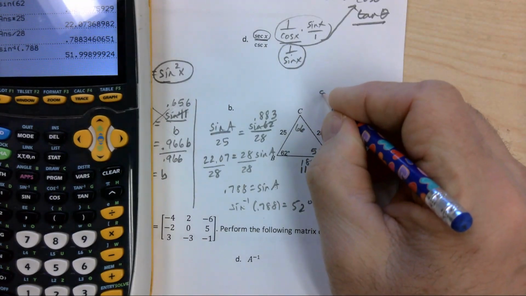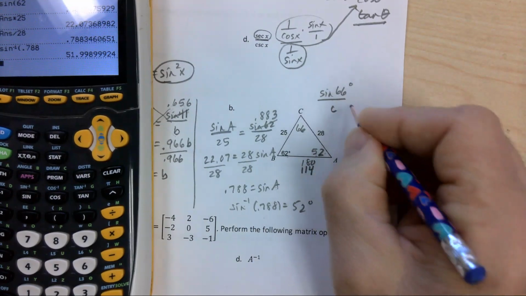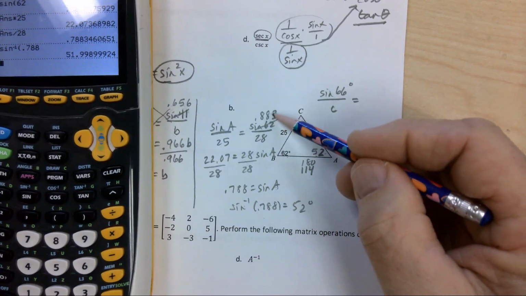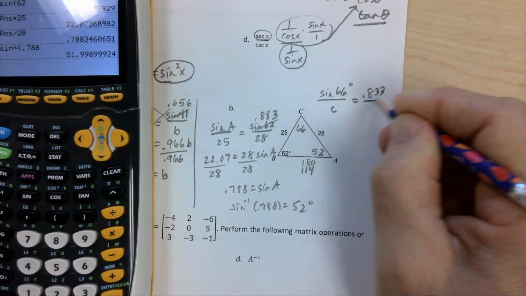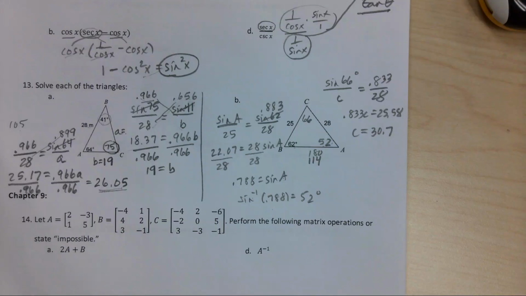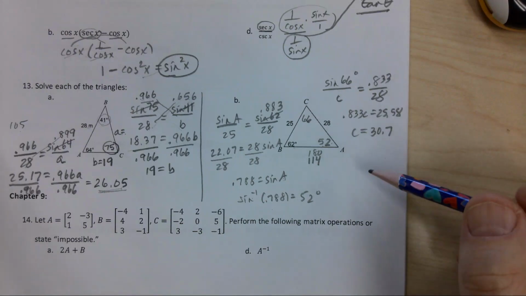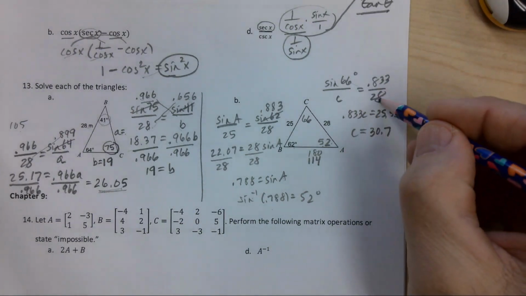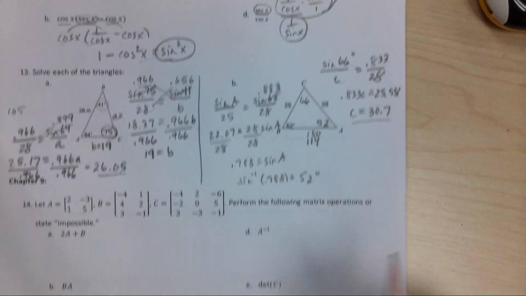And, once again, doesn't look like we need the law of sines or cosines. So we're going to go sine of 66 degrees all over side C. And I'm just going to steal this one again, 0.833 all over 28. I'll get back with you in a second. Looked it up, and cross-multiplied, divided, 30.7.